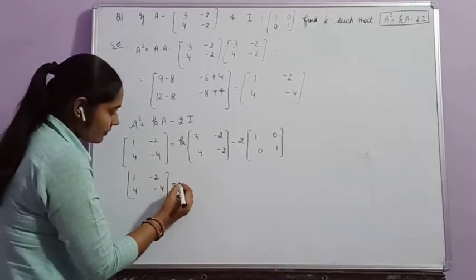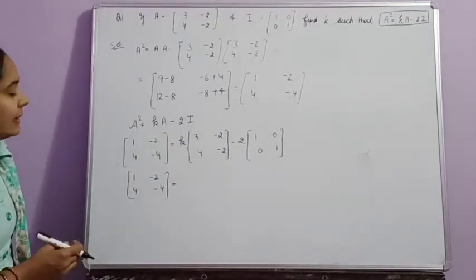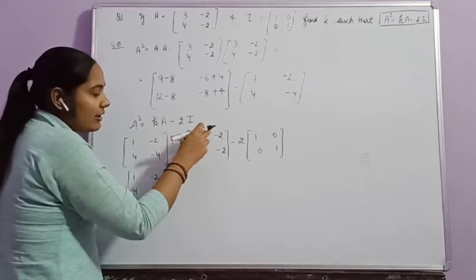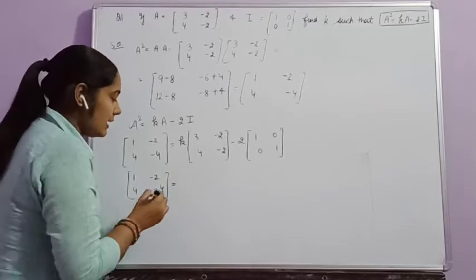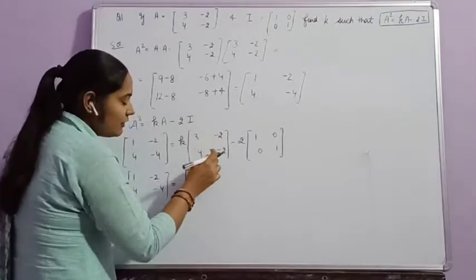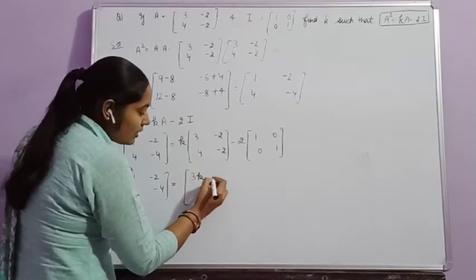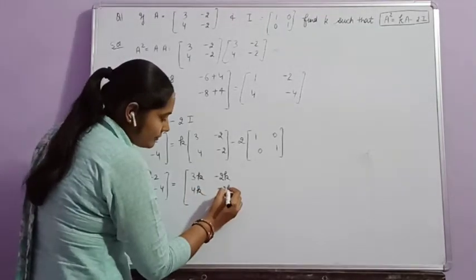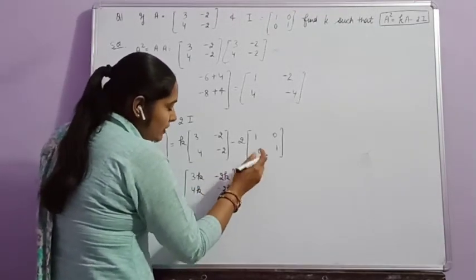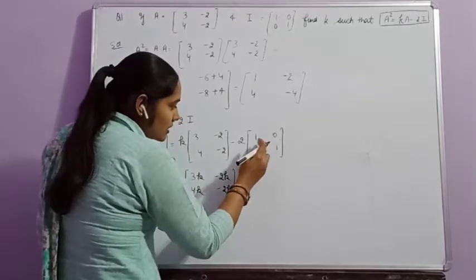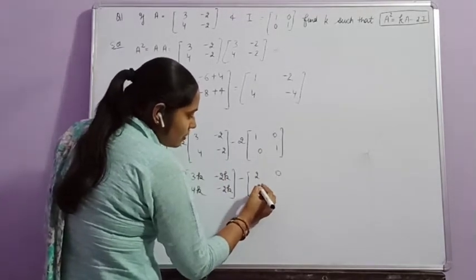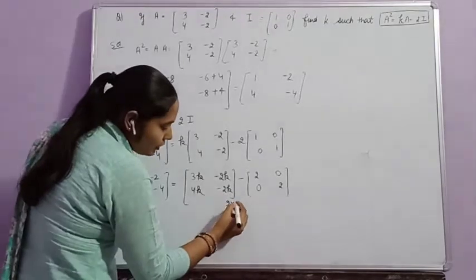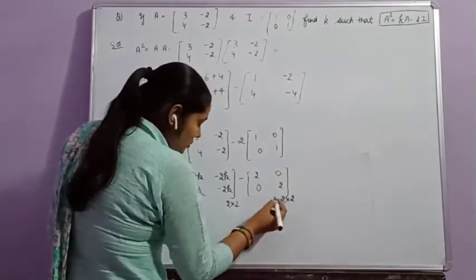Now, we know that if we multiply any scalar with a matrix, then we multiply each and every element of that matrix by that scalar. It means K is multiplied with all elements, that is 3K, minus 2K, 4K, minus 2K. Similarly, 2 is multiplied with 1, 2 ones are 2, 0 is multiplied with 2, 0, 0, 2. Now, these two matrices are of order 2 into 2, so we can subtract them.